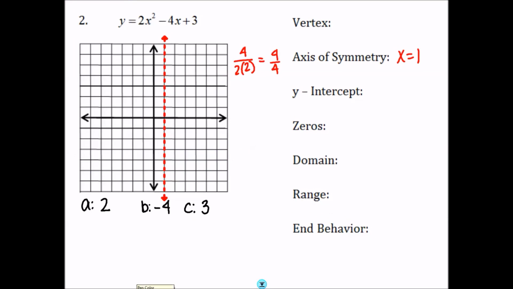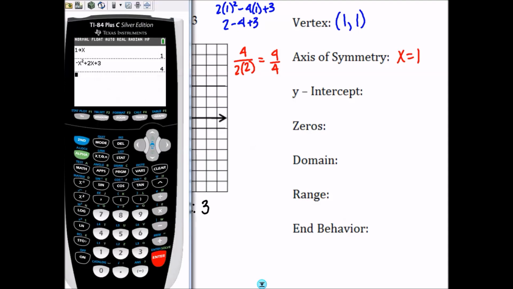The next thing we need to find is our vertex. We know that the x-coordinate is 1. And then we can plug 1 in for x to find the y-coordinate. So if you have 2 times 1 squared minus 4 times 1 plus 3, that'll be 2 minus 4 plus 3, which will give us 1. And you can double check that on the calculator if you want to.